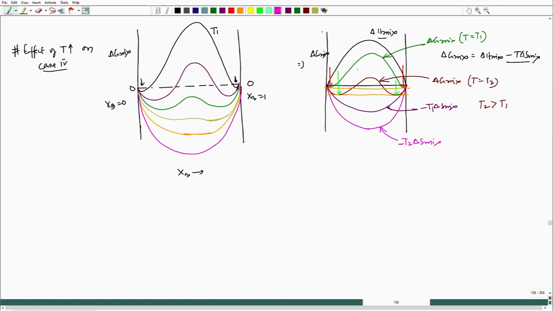Okay. So, this is at T1, this is at T2, this is at T3, this is at T4, this is at T5, and the final one is T6, and we have a relation between those temperatures. T1 is less than T2, less than T3, less than T4, less than T5 and less than T6.